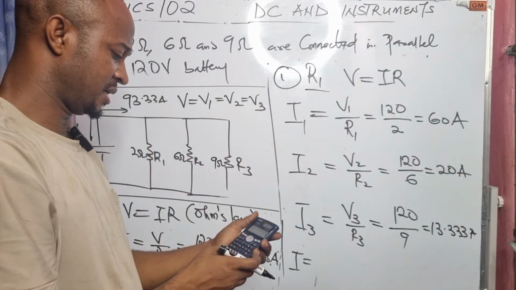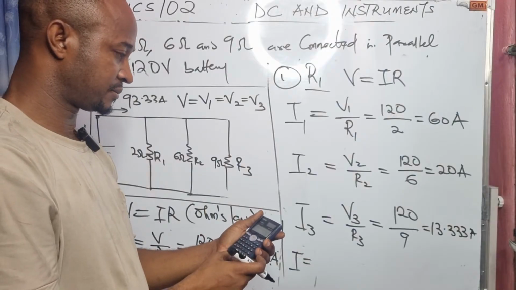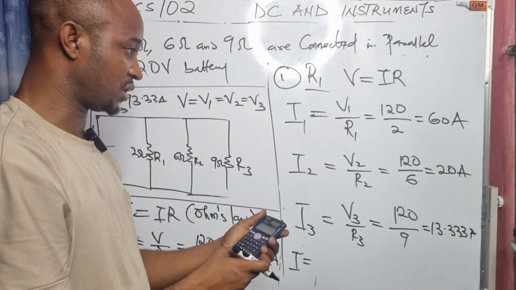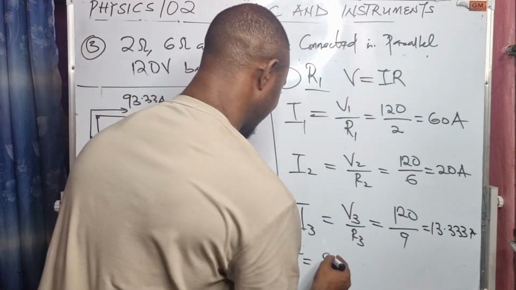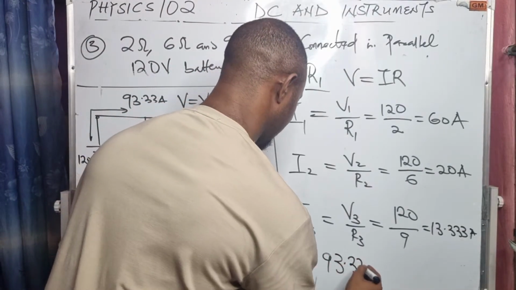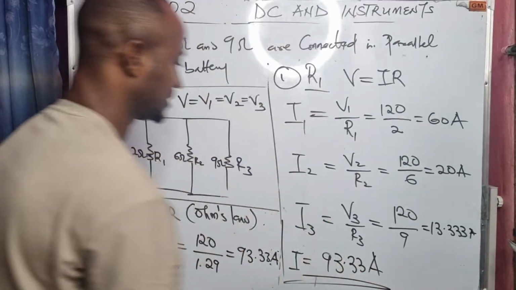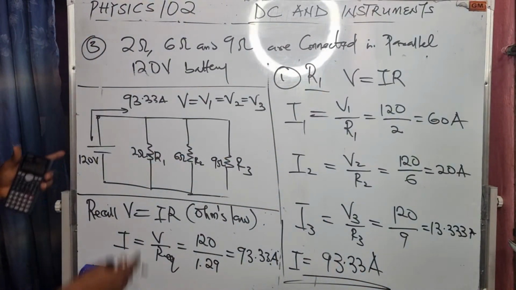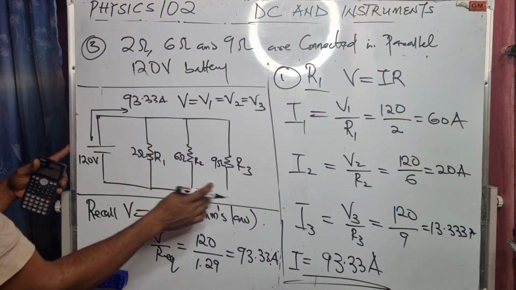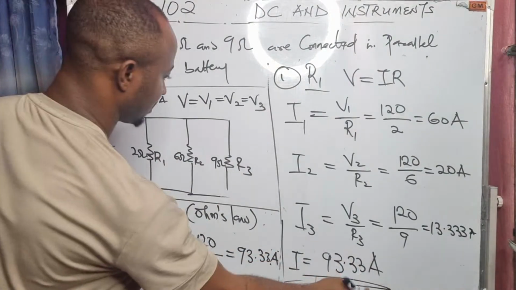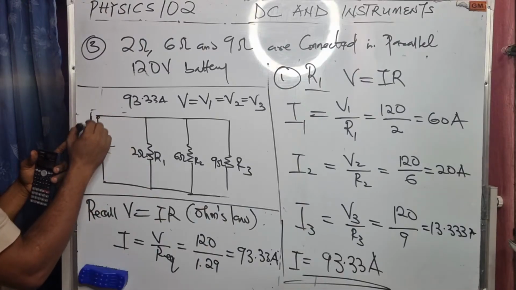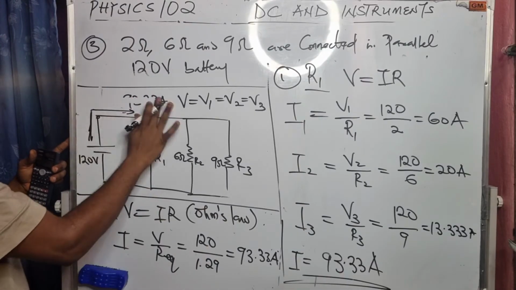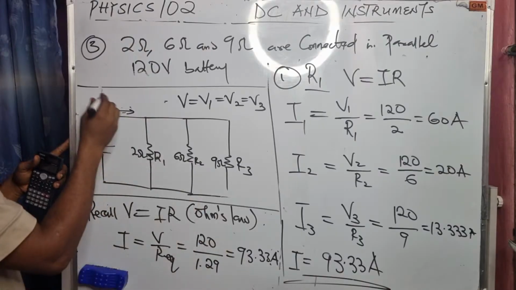Let's verify. 60 plus 20 plus 13.333 will give us about 93.33 ampere. Are you seeing it now? So the sum of all currents here is equal to 93.33.